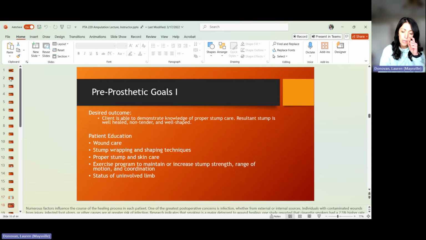Here are just some pre-prosthetic goals, where the desired outcome is for the patient to be able to demonstrate knowledge of proper residual limb care and how well it has healed. It should be non-tender and well shaped, and this is going to happen over time.